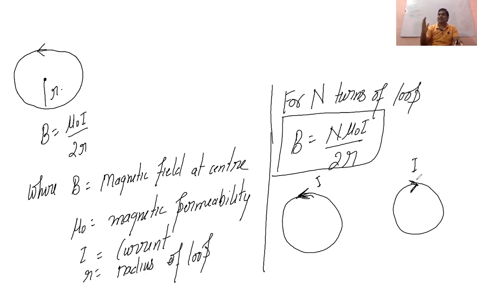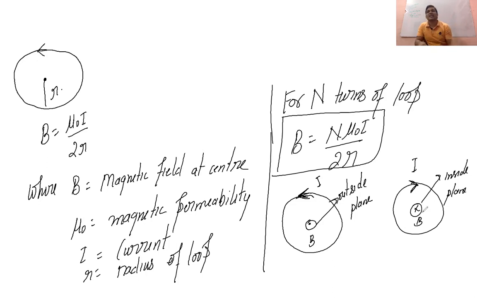In the first case, if you curl the finger like this, this is the direction of current. Then the thumb is pointing outward, so the magnetic field due to this at the center will be pointing outside. So B will be outside the plane. But in this case, if we curl our finger like this, the thumb is pointing inside the plane, so the magnetic field will be inside the plane. So B will be inside the plane. We will be discussing further.